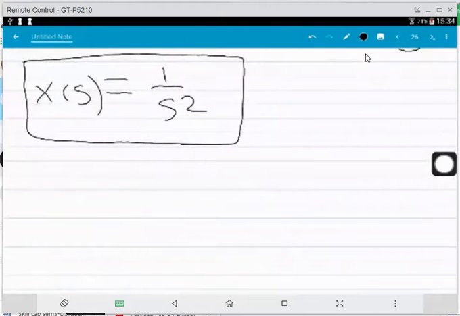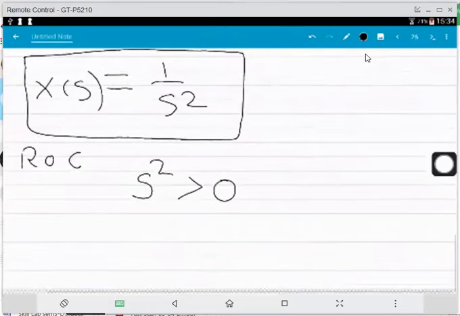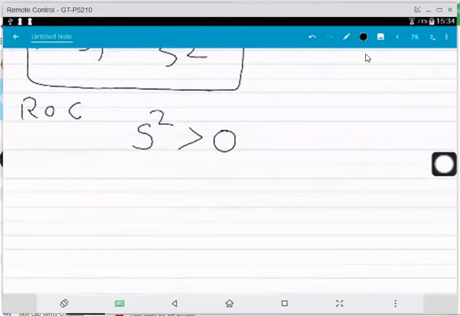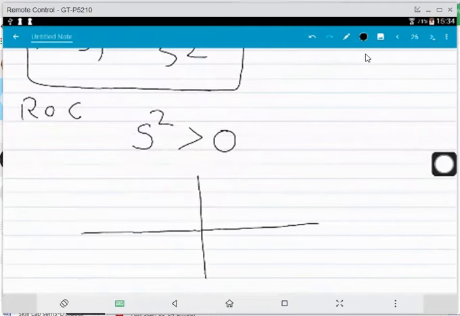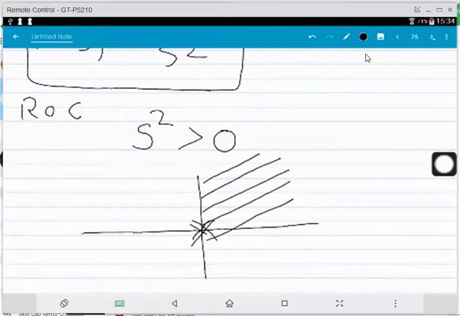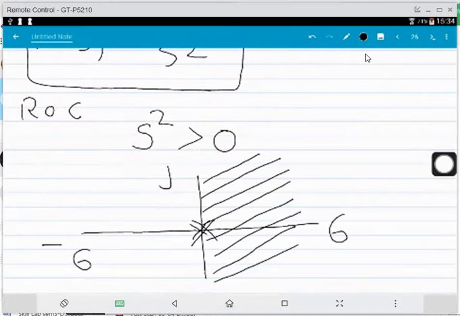Now we have to find out the ROC. This is a causal signal, so the ROC will be greater than 0. So you will get two poles at the origin. Poles will remain at the origin and the ROC will be to the right of these two poles. This is sigma, this is minus sigma, this is j omega, and this is minus j omega.